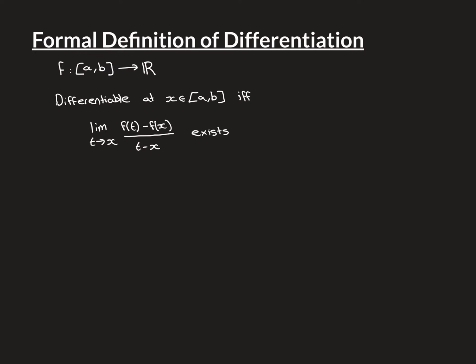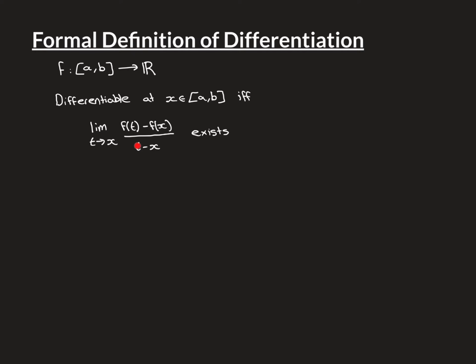limit exists. So the limit as t approaches x, so t is going to be the variable of the function that we're taking the limit of, and we're taking the limit as we approach this value x, this point in our domain. And the thing that we're taking the limit of is a quotient, and the quotient is as follows: f of t minus f of x, so f of t is a varying function, f of x is then a constant, the value of the function at the point x, over t minus x.